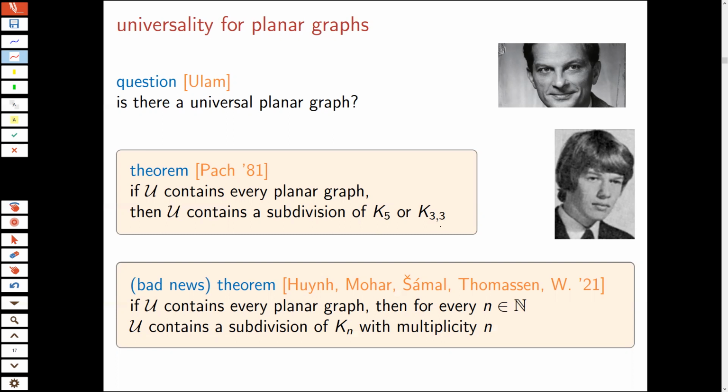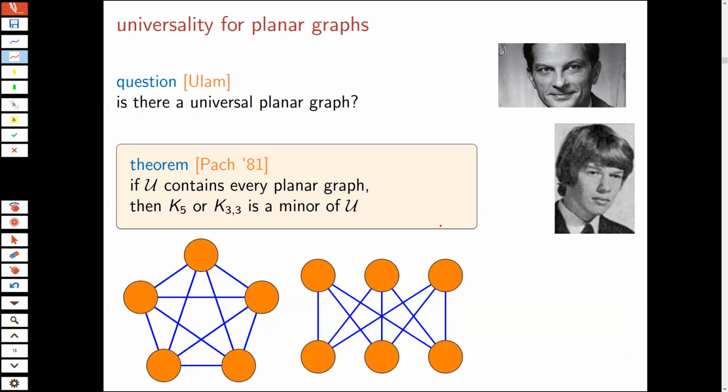Okay, let's state Park's theorem in light of Wagner's version of Kuratowski's theorem. Now we replace subdivision by minors. So the theorem becomes: if U contains every planar graph, then K5 or K33 is a minor of U, meaning I can contract these connected balls here to get a K5 or a K33. We do the same thing as before. Can we strengthen the conclusion? And the answer is yes.